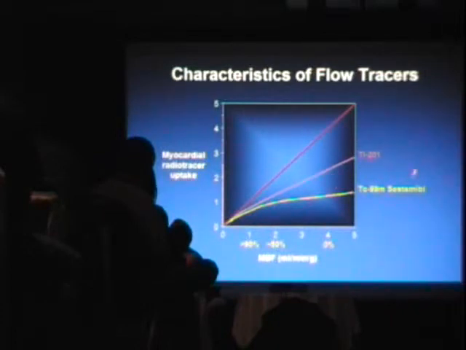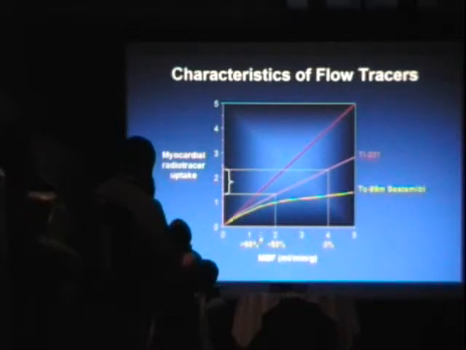Now, in SPECT imaging, those tracers are less than ideal. Thallium has a curve that looks like this, so there's significantly less of a roll-off compared to technetium sestamibi, for example, where at high flow rates, the tracer will be extracted less.